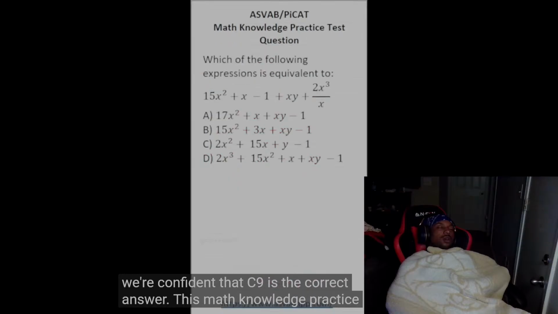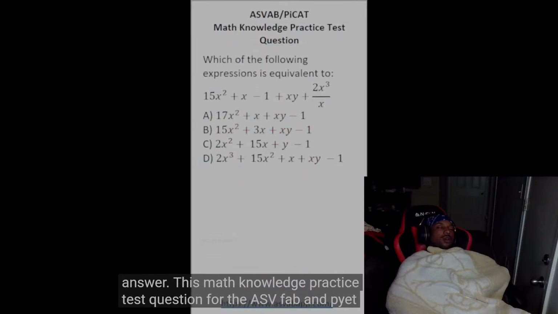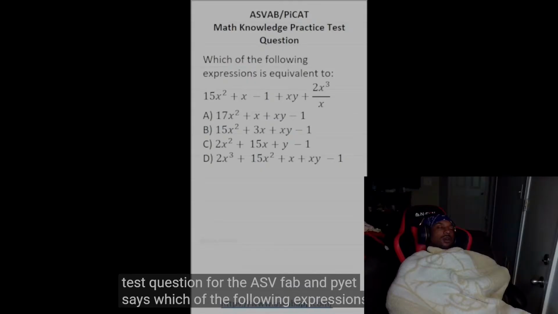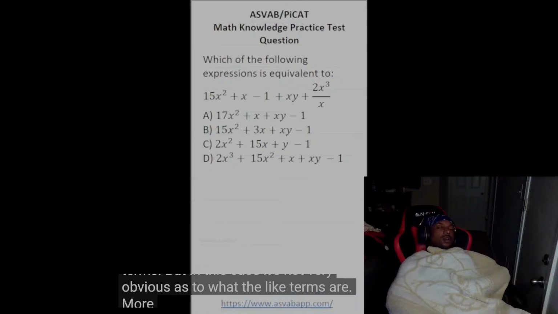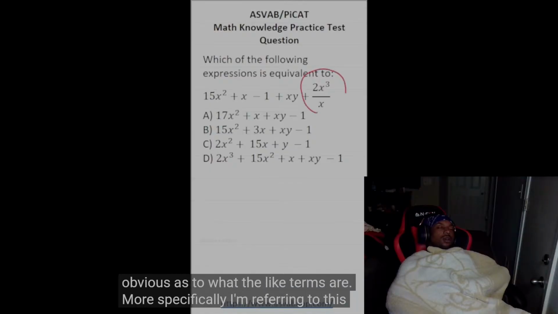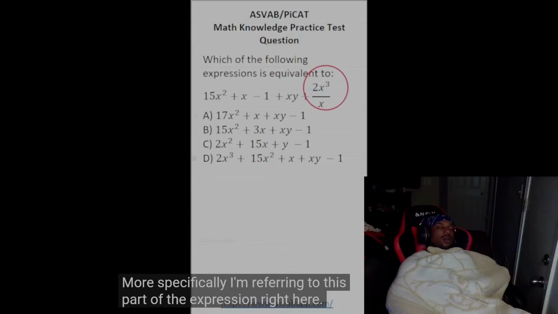This math knowledge practice test question for the ASVAB and PiCAT says, which of the following expressions is equivalent to 15x squared plus x minus 1 plus xy plus 2x to the third over x? So normally when we have to simplify expressions, we combine like terms. But in this case, it's not very obvious as to what the like terms are. More specifically, I'm referring to this part of the expression right here.